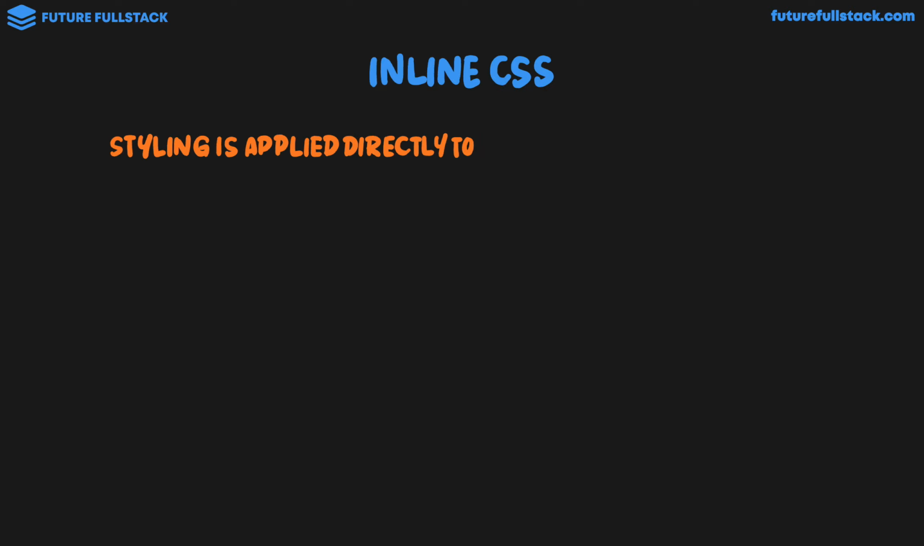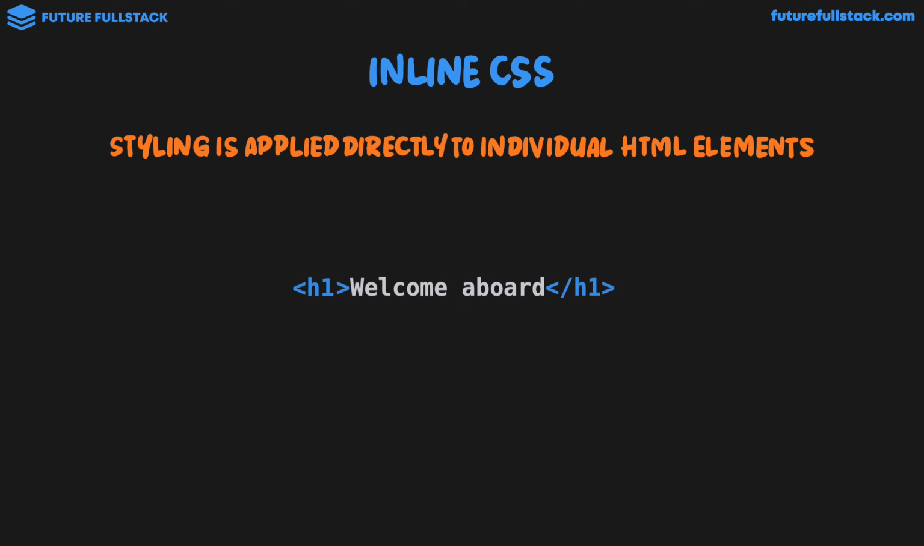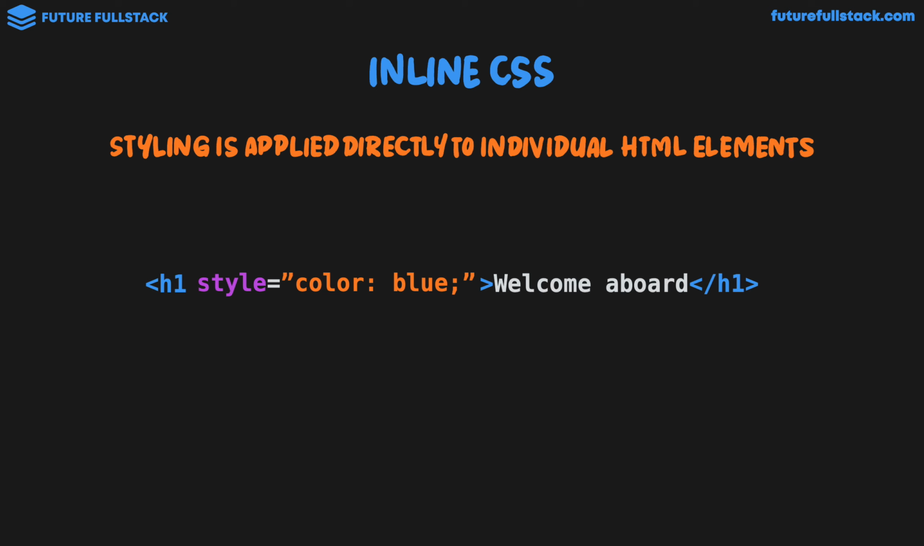First, let's take a look at inline CSS. Inline CSS is when styling is applied directly to individual HTML elements. As an example, let's take a look at these H1 tags with the text "Welcome aboard." Inside the heading opening tag, we can introduce a style attribute, which is just an HTML attribute. The style attribute can contain a CSS property and value. In this example, color is the property and blue is the value. You can see that there's just one property here, but you can add multiple properties to the style attribute.